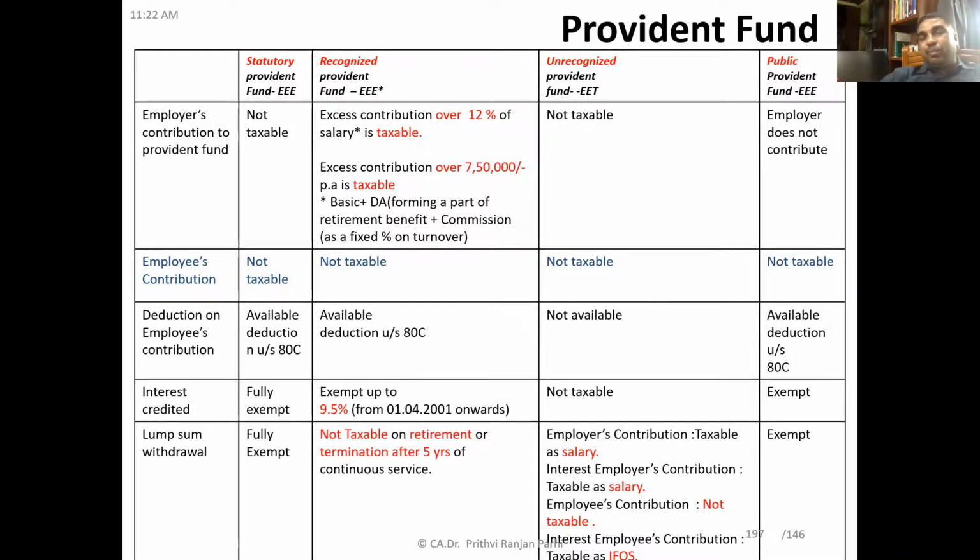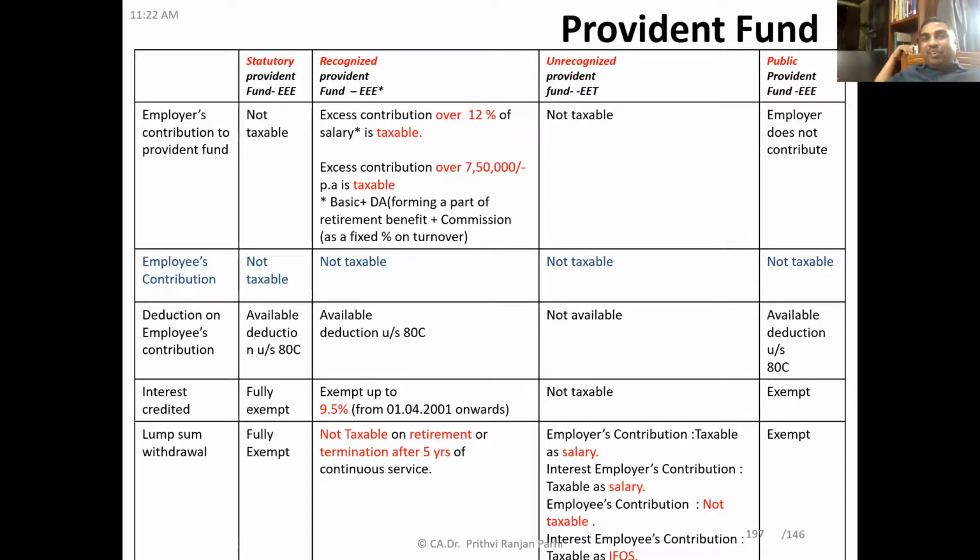Lastly, friends, coming to public provident fund. Here also it is EEE. Employer's contribution is exempt. No, sorry. It's a public provident fund. There is no question of employer's contribution. In public provident fund, the employer-employee relationship may not be there. A person who is not working anywhere can also contribute. Let's say he's doing business. He's self-employed. He can also contribute. The question of employer contribution doesn't arise.